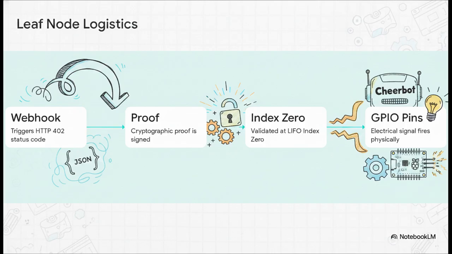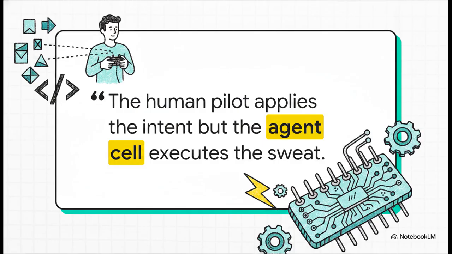It's wild. There's this profoundly deep quote from the architecture documentation that I think frames exactly what we've achieved here today. The human pilot applies the intent, but the agent cell executes the sweat, bridging that massive gap between messy human desire and strict deterministic machine execution. By marrying the structural mathematical order of an ERC7827 ledger to the physical nervous system of hardware pins, we've basically smashed right through decades-old technical walls.